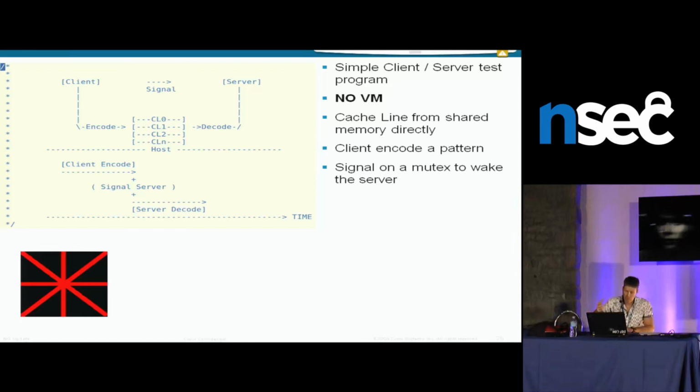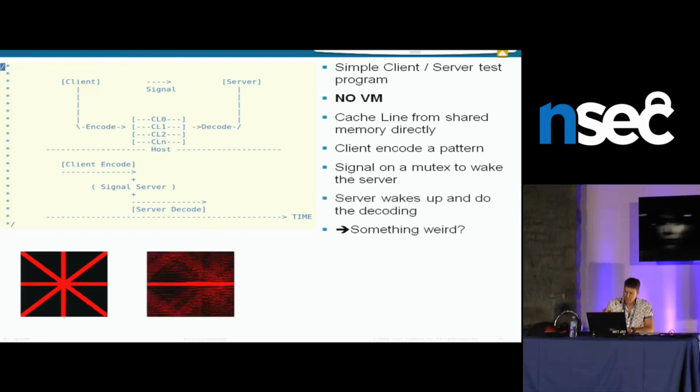Here, the first thing I have is a very simple client and server test program. There is no virtual machine in the picture at that time. It's bare metal running directly on the host. The cache lines that I'm using come directly from shared memory, so there is no address space to worry about. The client is encoding a pattern, the pattern that you see at the bottom here. Once the encoding is done, the client just signals on the mutex, and the server wakes up and does the decoding. Here, the decoding is all messed up, but there is a clear pattern in it.